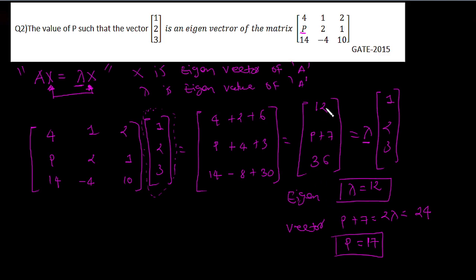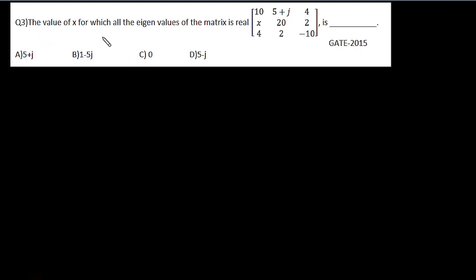Now if the unknown p has a value of 17, then we can say that this vector will be the eigenvector of this matrix. So we have found that the value of p must be 17. Okay, so the value of p is 17. Okay, now let's solve question number 3.